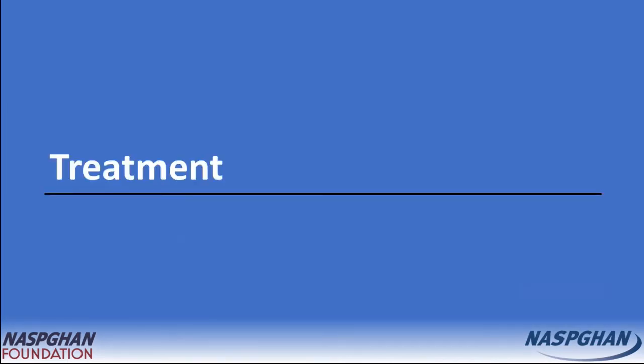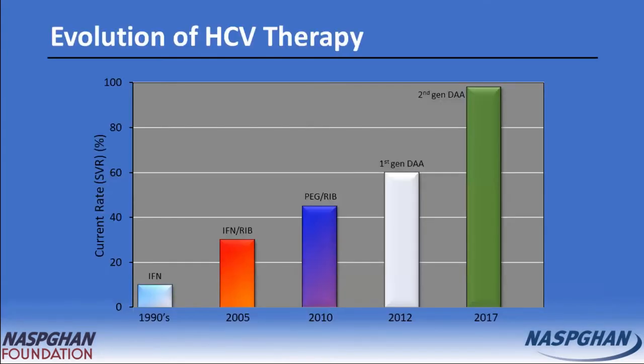I'm going to shift to treatment. Prevention can be effective and is an important cornerstone to this, but treatment is where significant advances have been made for children. This is a timeline of the development of hepatitis C therapy. The year is shown on the x-axis, and the percent cure, which is sustained viral response rate, but I think we can generously use the term cure, is shown on the y-axis.